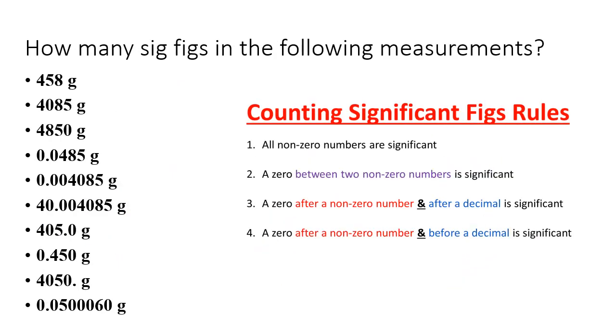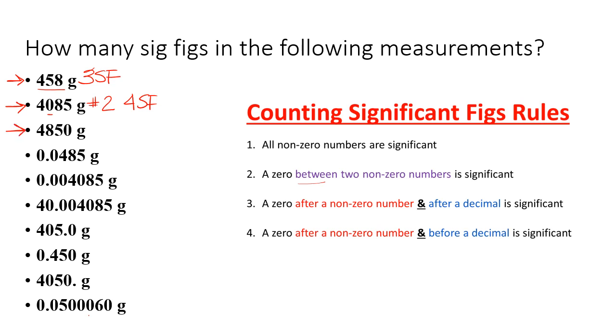Now let's practice counting sig figs using our rules. So let's start at the top. The first one, there are no zeros here, so all the digits are significant, so there's 3 sig figs. I actually like doing numbers like that. The second one, the only 0 showing is between 2 non-zeros, so according to rule number 2, there are 4 sig figs. Remember, rule 2 states between 2 non-zero numbers.